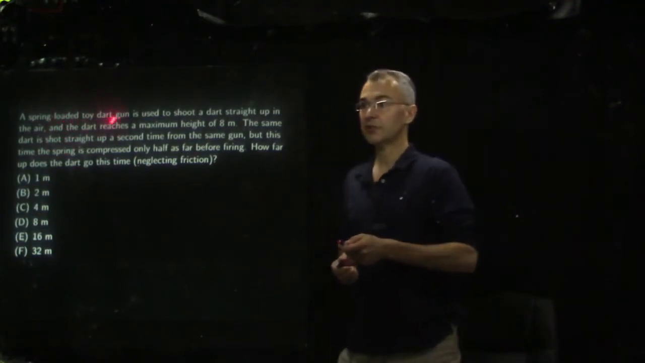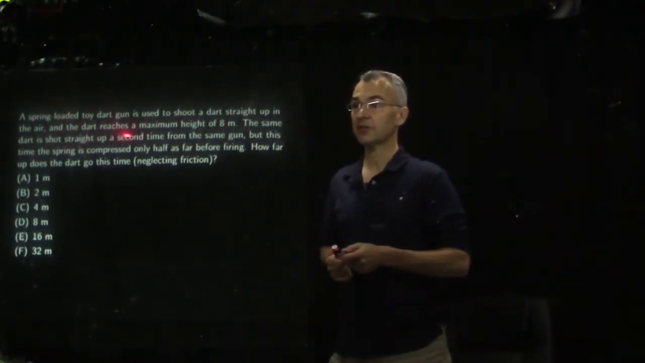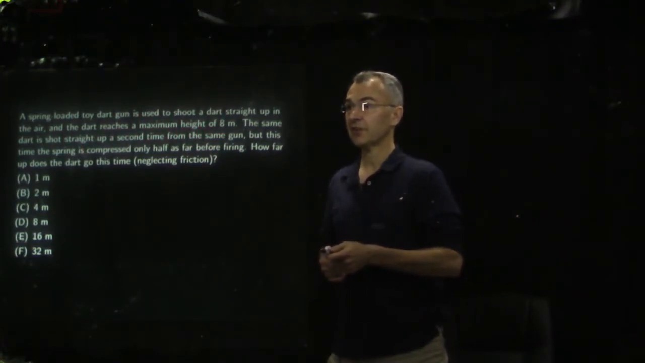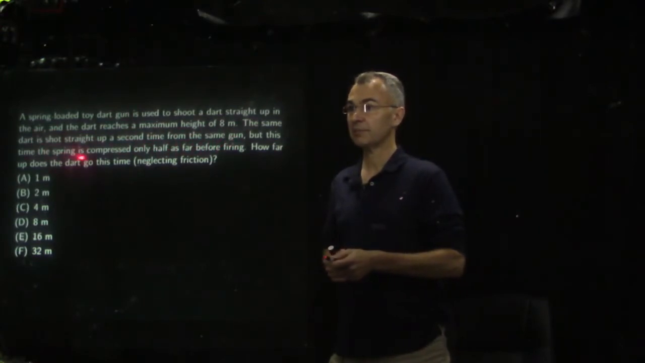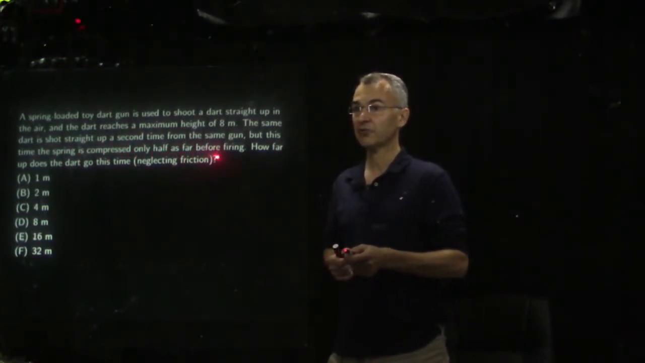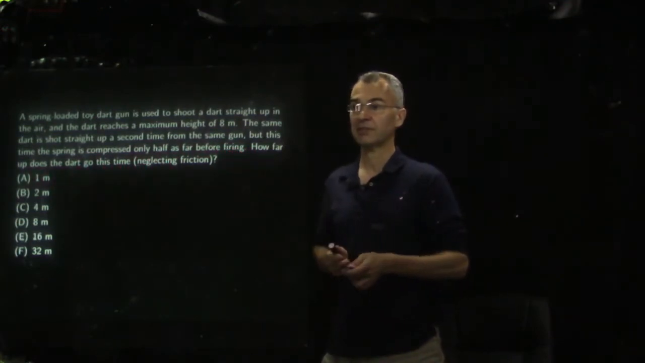A spring-loaded toy dart gun is used to shoot a dart straight up in the air, and the dart reaches a maximum height of 8 meters. The same dart is shot straight up a second time from the same dart gun, but this time the spring is compressed only half as far before firing. How far up does the dart go this time, neglecting friction?